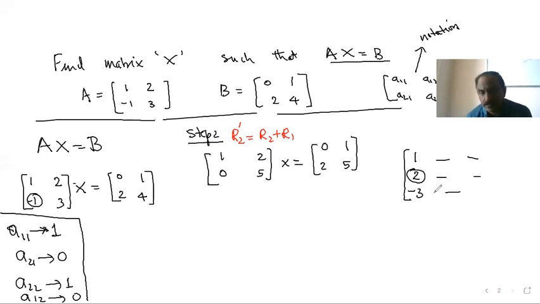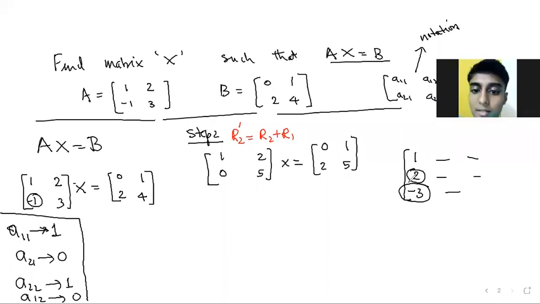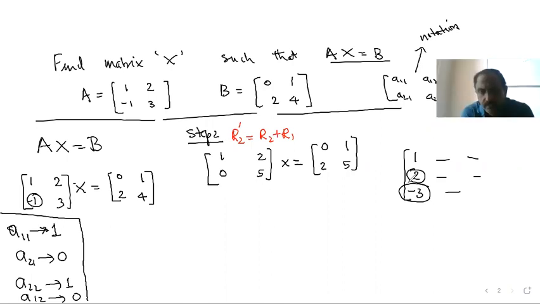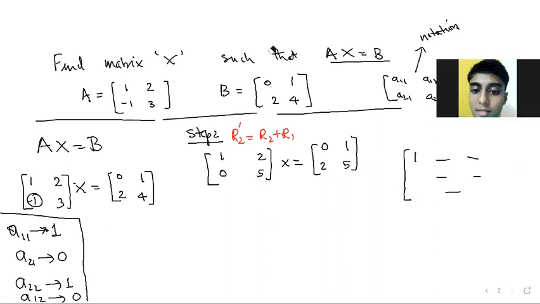Last -3. How to make -3, 0? R3 minus -3 in bracket R1. Excellent. Very good, Ayush. Thank you, sir. Okay. Let me try some other student now.